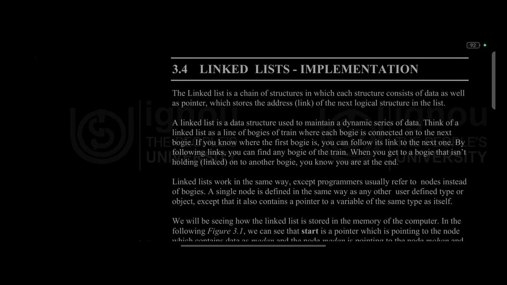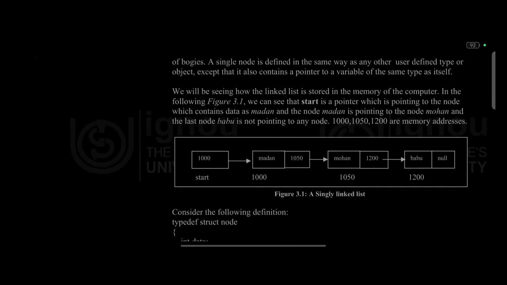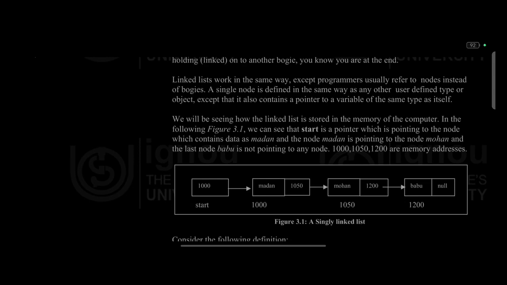bogies of train where each bogie is connected to the next bogie. If you know where the first bogie is, you can follow its link to the next one. By following links, you can find any bogie of the train. When you get to a bogie that isn't holding a link onto another bogie, you know you are at the end. Linked lists work in the same way, except programmers usually refer to nodes instead of bogies.